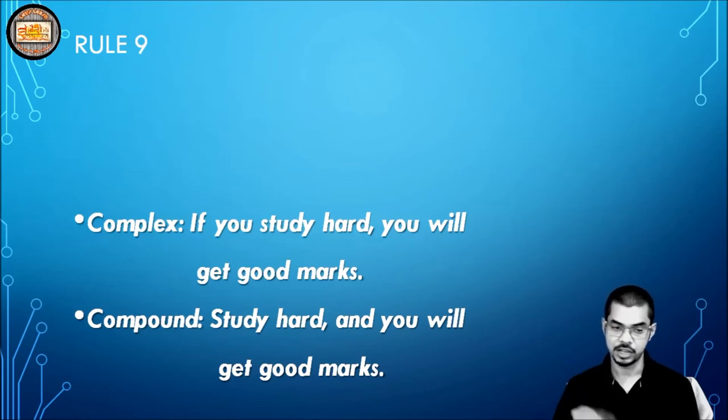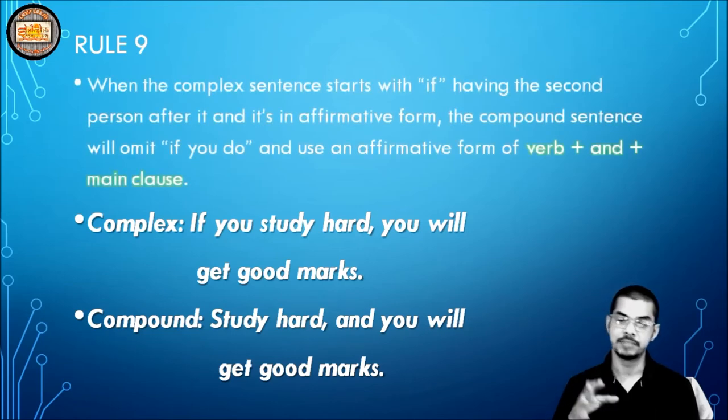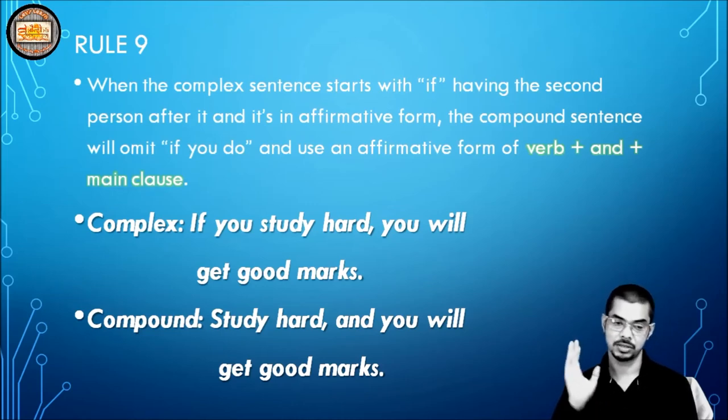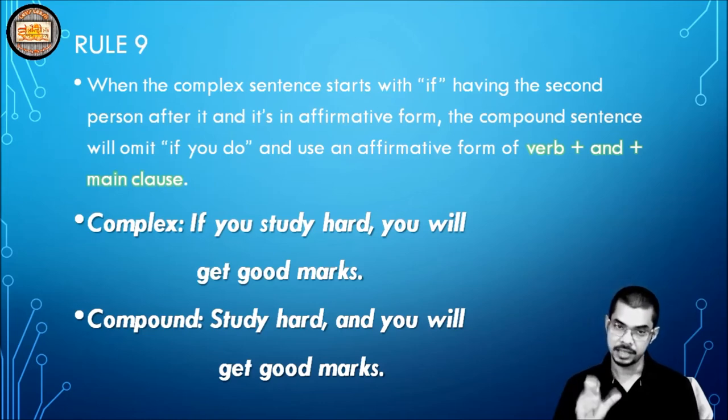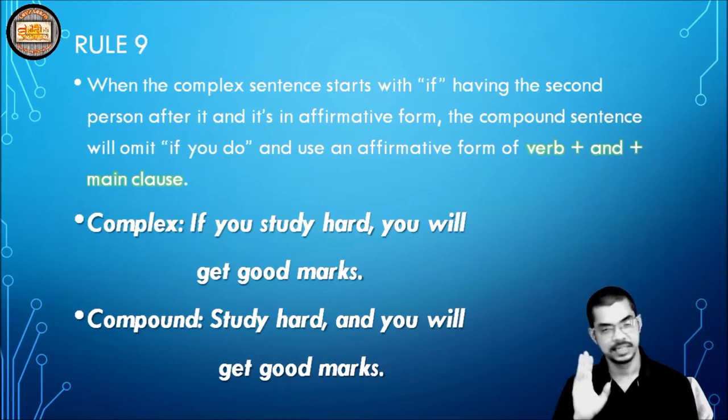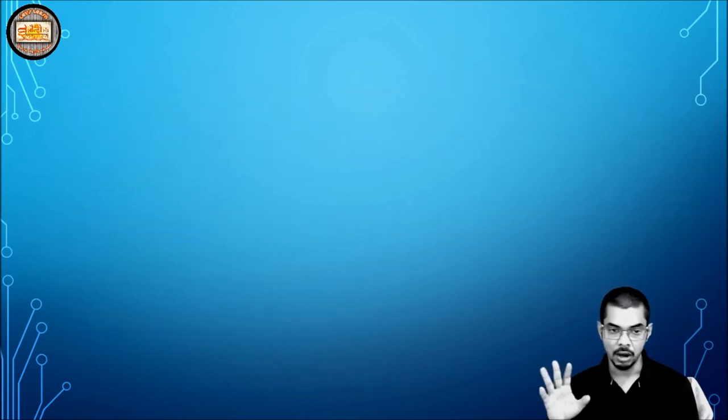So what we have done here is a very simple thing. Here also we have used verb plus and plus main clause. Verb plus and plus main clause. That's it. There's nothing more in it. It's only a copy of rule number 7. Only this time you won't have to use let because it's in second person. And that's all for rule 9.